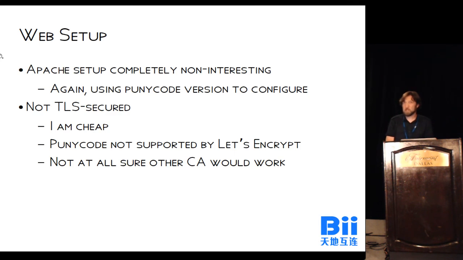So I decided, well, now you have to go to the next step and set up a web page. This case was actually a little bit easier. I just used Apache, a standard web server, and used the Unicode version to configure it. Unfortunately, it's not TLS secured, so you can't go to the HTTPS version of the web page. I'm cheap, and Let's Encrypt specifically doesn't support Unicode. I don't know what their motivation is for that, but there it is. To be honest, at this point, after all the trouble I had getting just the DNS to work, I'm not really convinced that any other certificate authority would have had a much better time at it.